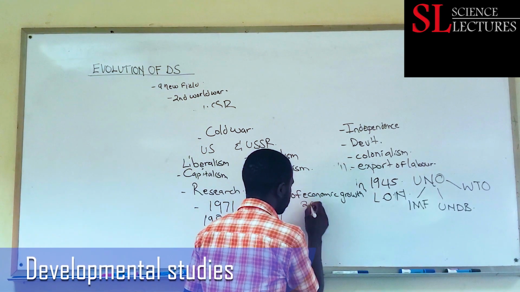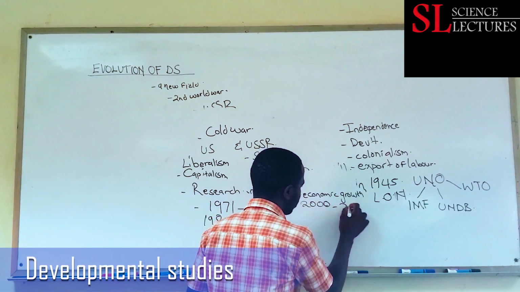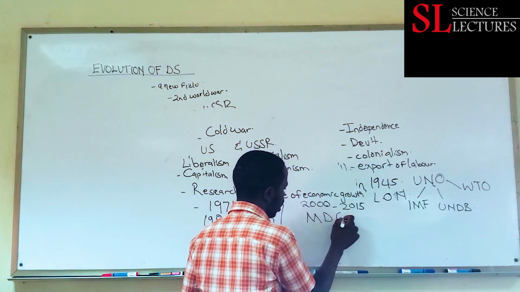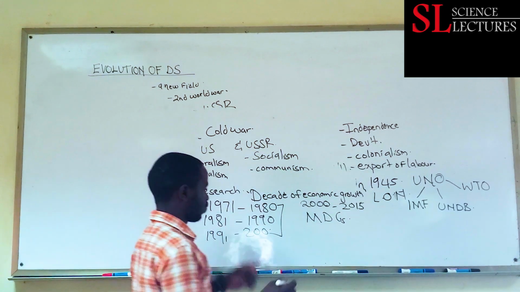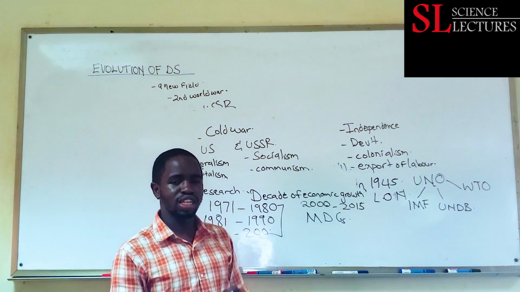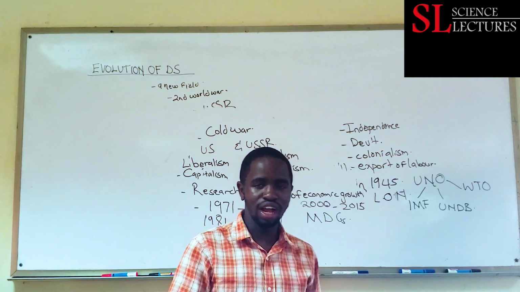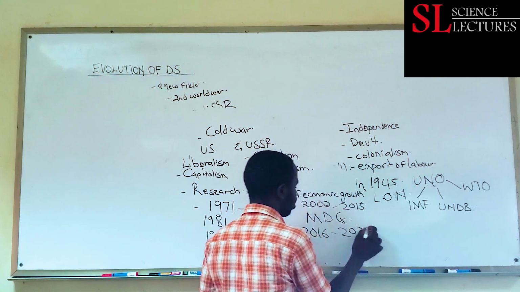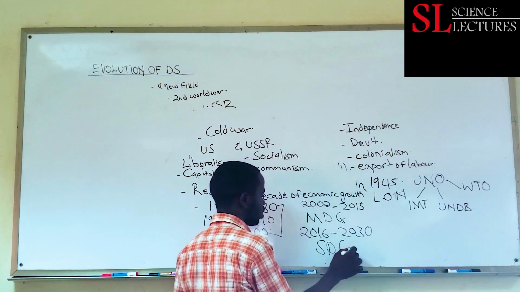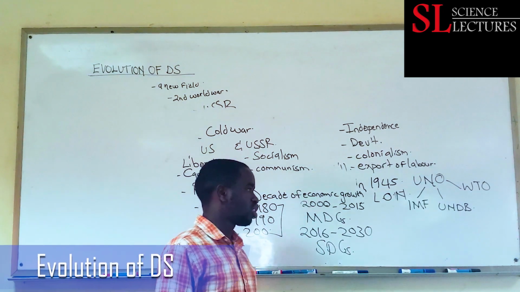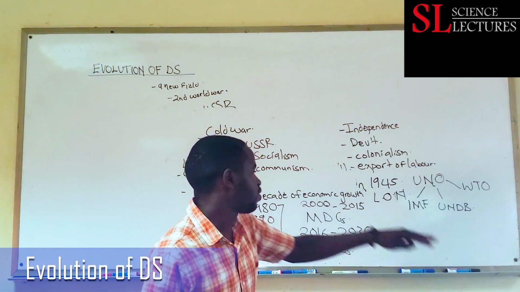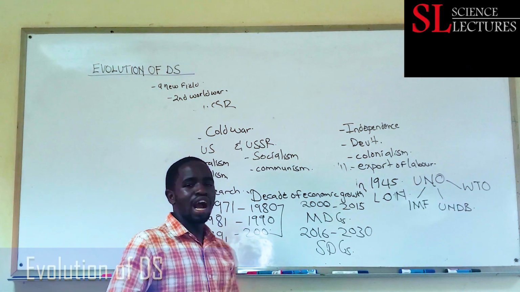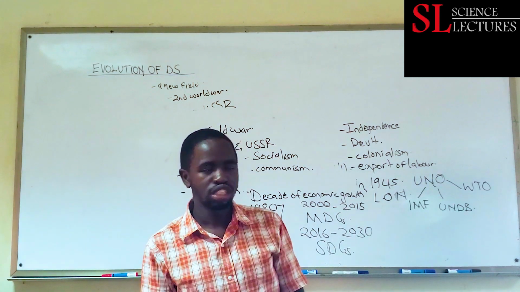Then from 2000 to 2015, the United Nations came up with what they call the MDGs, the Millennium Development Goals. Then, after making an assumption that the Millennium Development Goals that we shall be discussing later were achieved, from 2016 to 2030, now the UN is under the program of SDGs, Sustainable Development Goals. So we are trying to see, after having achieved a lot in the decade of economic growth and the Millennium Development Goals, how can we sustainably keep those achievements?